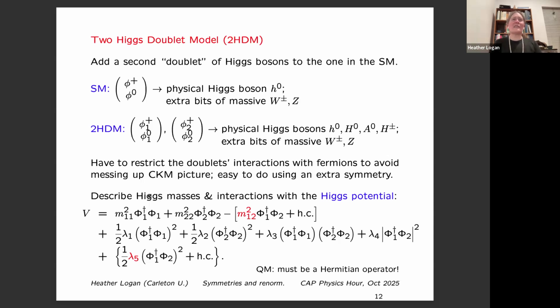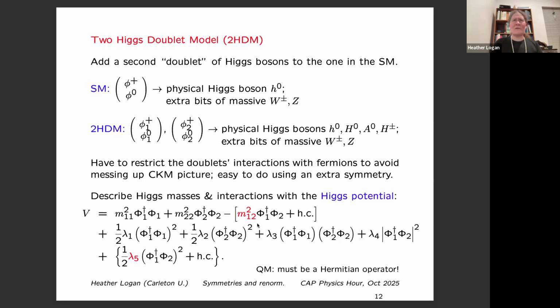And after you do that, you can describe the Higgs masses and interactions with the so-called Higgs potential, which is this big mess here. The reason I've written it is because I want to point out that this has to be a Hermitian operator. It has to be Hermitian, meaning if you take the Hermitian conjugate, you get the same thing back. Most of these terms, like phi1 dagger phi1, where dagger is the Hermitian conjugate and phi1 is this vector here, this combination is by itself Hermitian already, so the coefficient has to be real in order for V to be Hermitian, and so on.